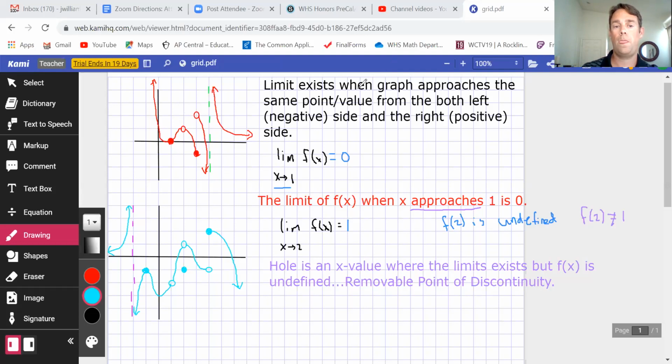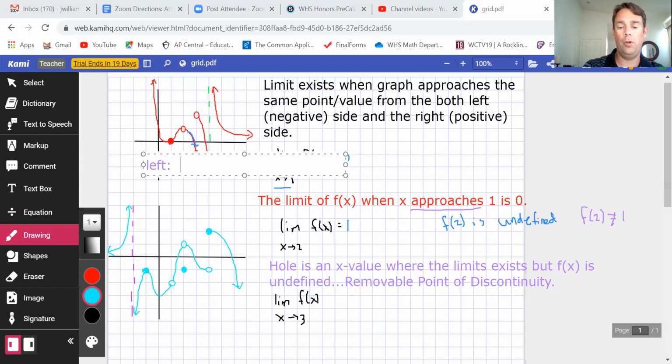What if I ask you to tell me the limit value of f of x as x approaches 3? What would you tell me? Well, let's take a look at this. From the left side, from the negative side, the graph is going to go to the point 3, 1. So from the left side, it goes to the point 3, 1. But from the right side, let's see where that goes to.